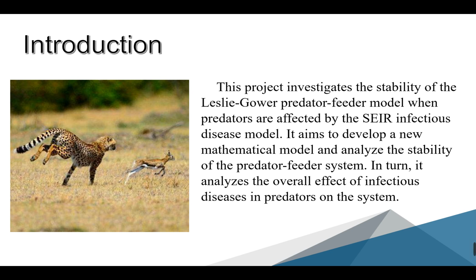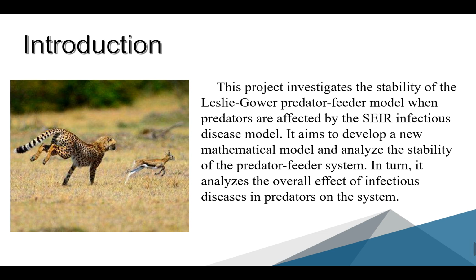In the traditional Leslie-Gower model, the interaction between predator and prey is simplified to the growth of prey and the predator's feeding behavior. However, in real ecosystems, predator populations can be affected by infectious disease, which can significantly alter the dynamic properties of the population. Our project focuses on the stability of the Leslie-Gower predator-prey model when predators are affected by the SEIR infectious disease model.